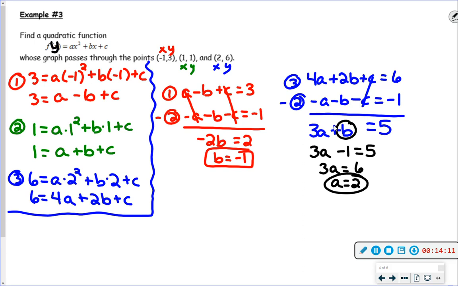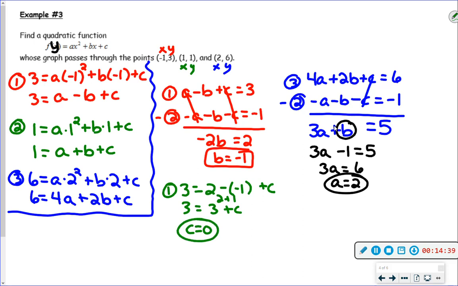So last thing we need, c. So I'm going to go back to one of my original equations. Pick one. I mean, they're all pretty easy. I don't know. Let's do the top one. Let's just make our lives easy. So I'm going to replace a with 2, b with negative 1, and we're going to figure out what c is. So 2 minus negative 1, that's really 2 plus 1, so 3. Oh, I can do that in my head. C is going to have to be 0, 3 plus 0. Got it. So we've got our answers for A, B, and C.